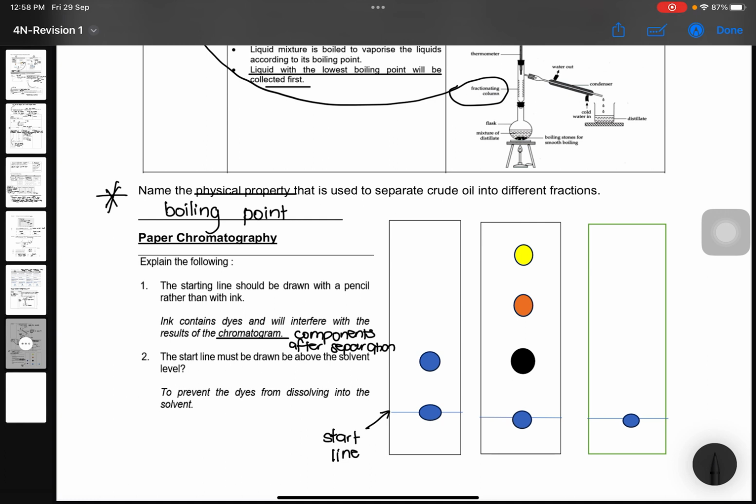So why must you draw the start line above the solvent? If I have a boiling tube, my water level will be here. So this is what it means. The start line must be above the solvent level. So this is my start line, and this is my solvent.